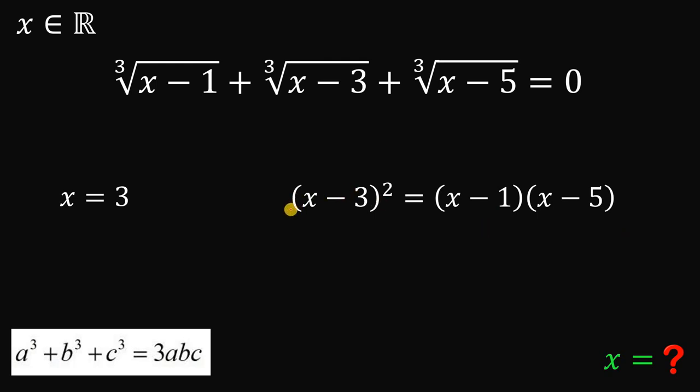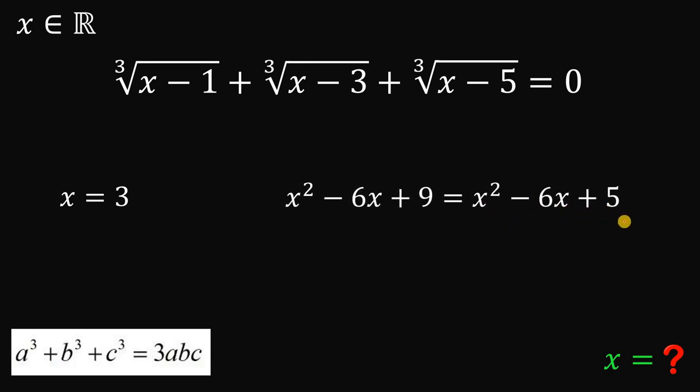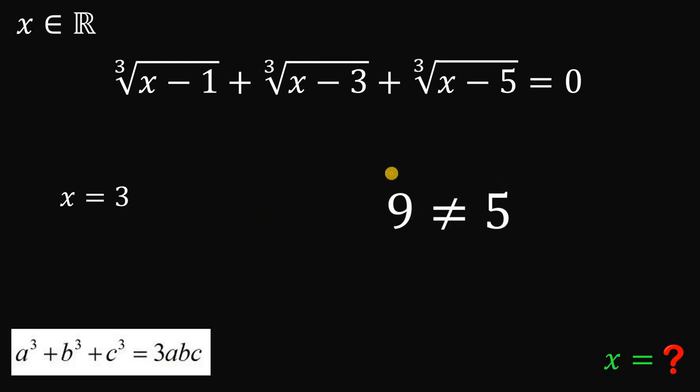Now we can simplify this. X minus 3 raised to the power of 2, we can simplify as x squared minus 6x plus 9. And we can multiply this using FOIL method or chunk method. We get x squared minus 6x plus 5. Now, this is very interesting because we can cancel out x squared on the left and the right hand side. We can also eliminate negative 6x on the left and negative 6x on the right. So this will result in 9 equals 5. And we know definitely 9 is not equal to 5. Therefore, this case is not possible.